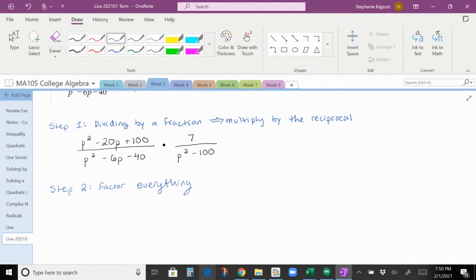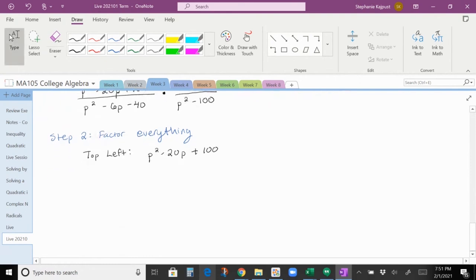You can keep yourself organized by having labels so that you can keep track of your factoring, or you can color code and say, okay, my top left I'm going to do in yellow, and bottom left will be in a different color, and you can color code that way. But I usually do the labeling. So let's first start by factoring the top left. That's p squared minus 20p plus 100.